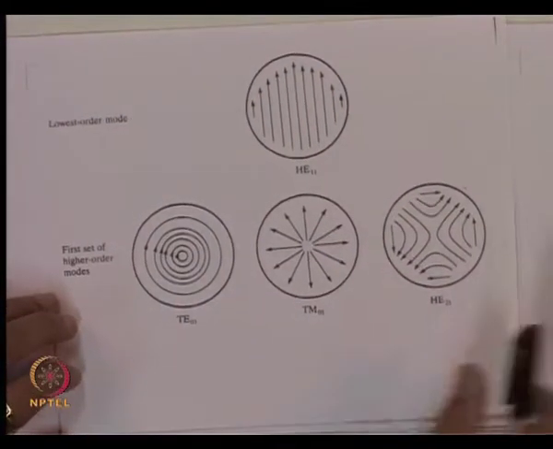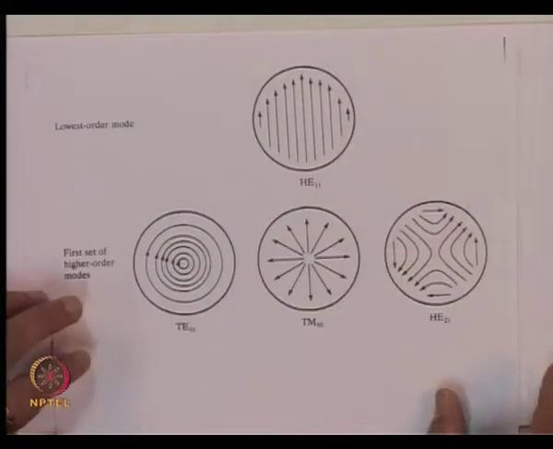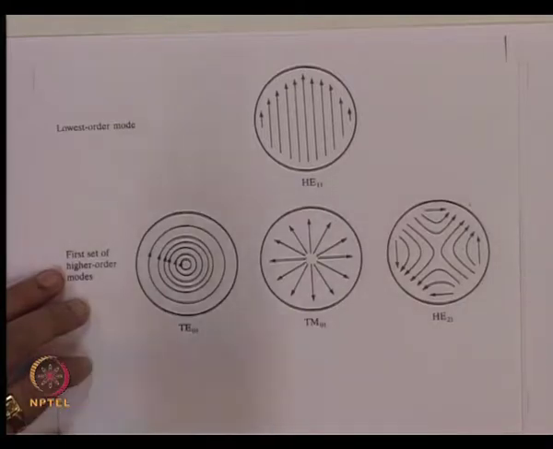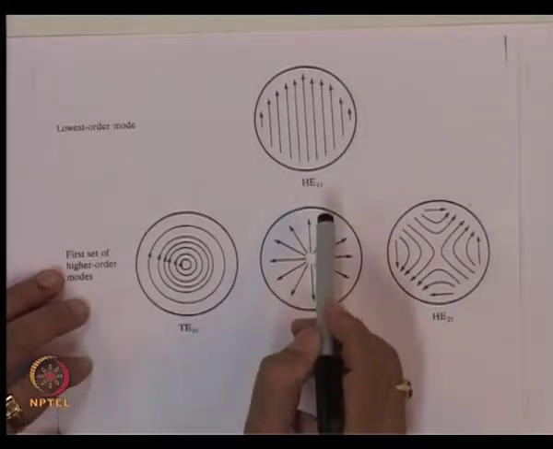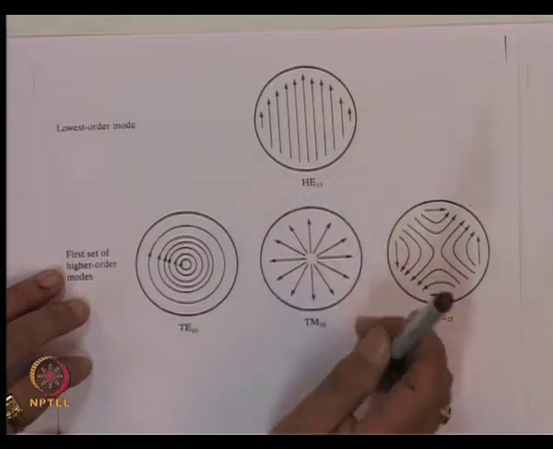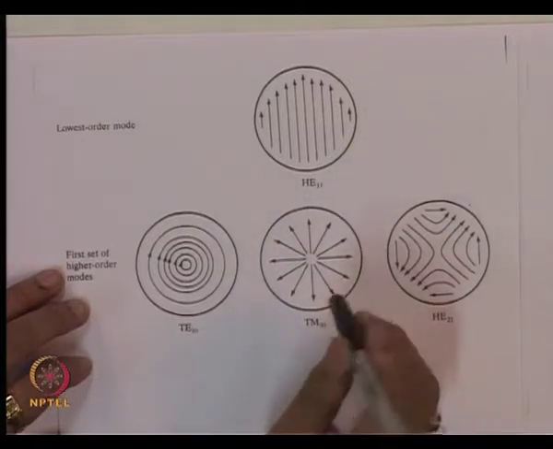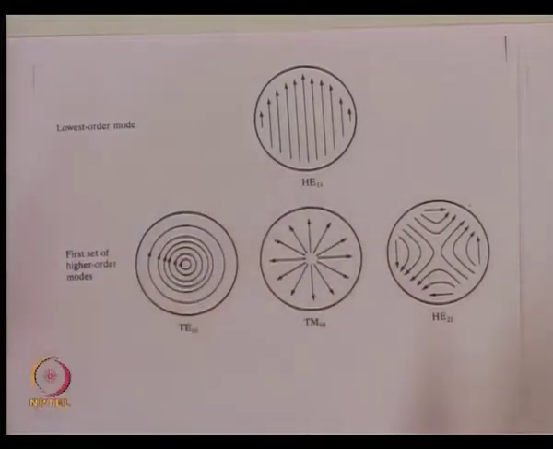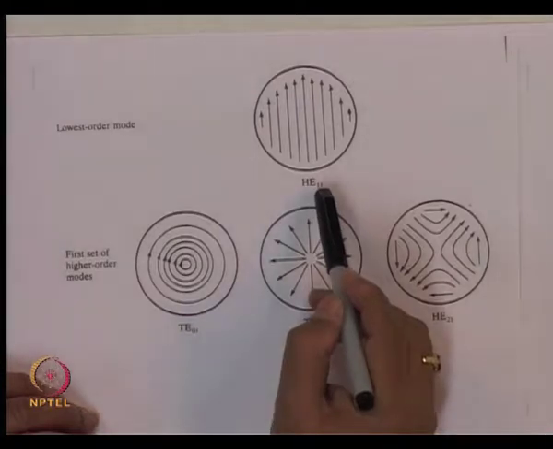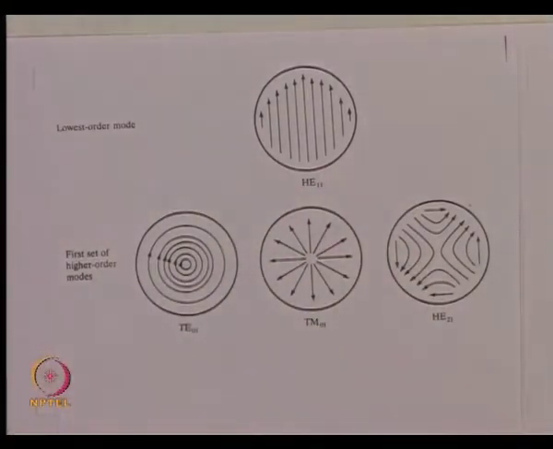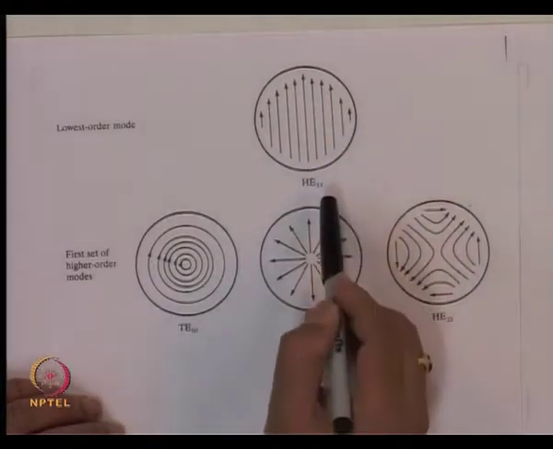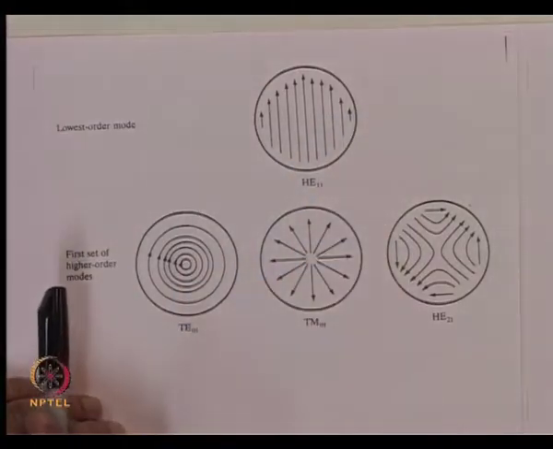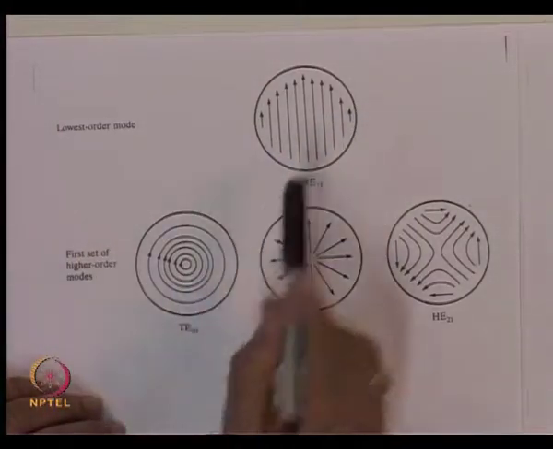Let us understand how the two indices are giving you this field. As the name suggests, this is the hybrid mode, and the first index gives me a field variation in the phi direction, and the second index gives me the field variation in the radial direction. If the second index is 1, there is no zero crossing in the radial direction. That is very clear here. The second index is 1, the field is decreasing from the center to the edge, but no zero is crossed here.